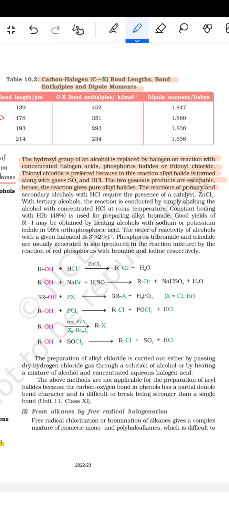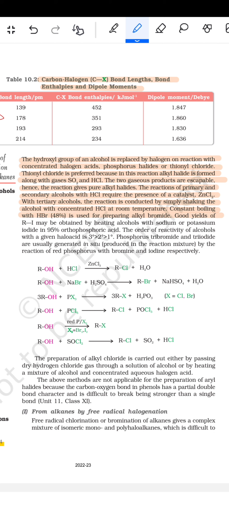The reaction of primary and secondary alcohols with HCl requires the presence of a catalyst, ZnCl2, whereas with tertiary alcohols the reaction is conducted by simply shaking the alcohol with concentrated HCl at room temperature. Constant boiling with HBr 48% is used for preparing alkyl bromide.